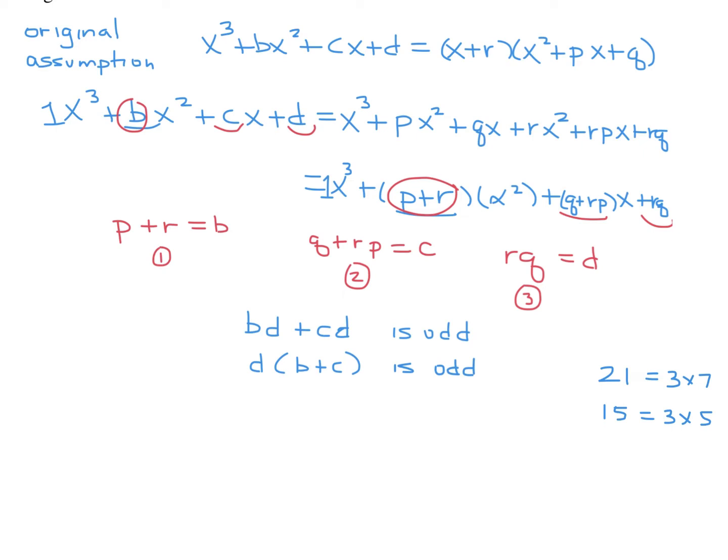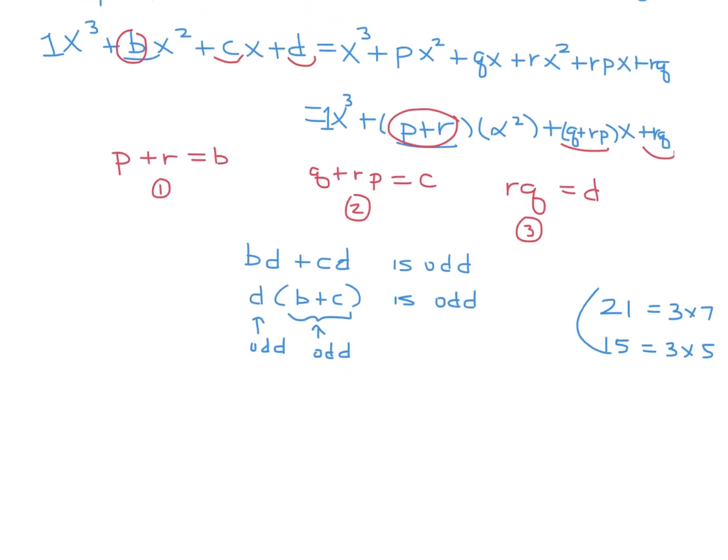So the point I'm trying to make is that this is odd, just the D by itself, and this is also odd, just B plus C by itself. And I hope those two examples prove to you that that is true. Okay, so D is odd. That is a conclusion that we are pretty confident about.